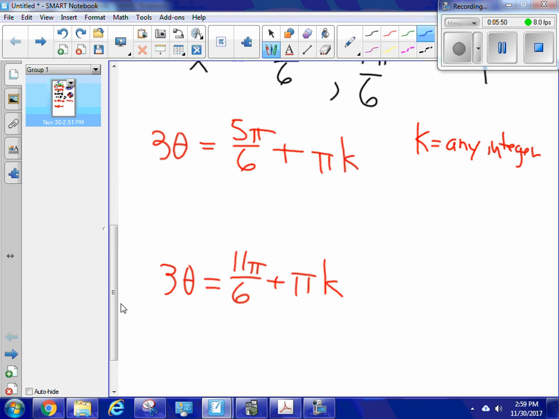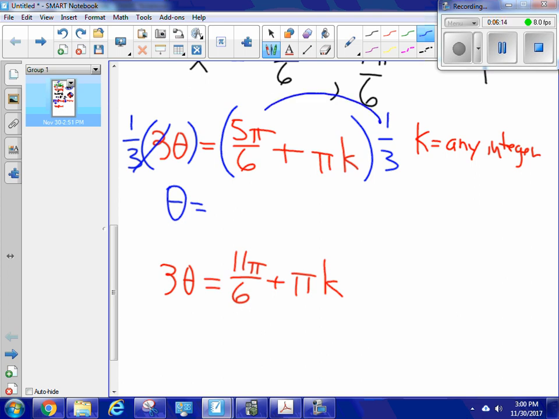Well, I'm trying to solve for theta all by itself, but I can do the algebra here. I'm going to multiply 3 theta by 1/3 to make that 3 go away. And if I do it on the left side, I have to multiply the right side by 1/3. So now those 3's are going to cross off. I have theta is equal to, and let's distribute this over here, 5 pi over 18 plus, distributed to there, pi over 3k.